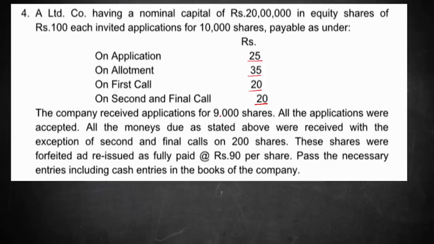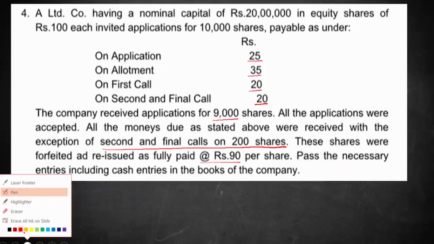The company received applications for 9,000 shares. All the applications were accepted. All the monies due as stated above were received with the exception of the second and final call on 200 shares. These shares were forfeited and reissued as fully paid at rupees 90 per share. You have to pass the necessary entries including the cash entries in the books of the company.